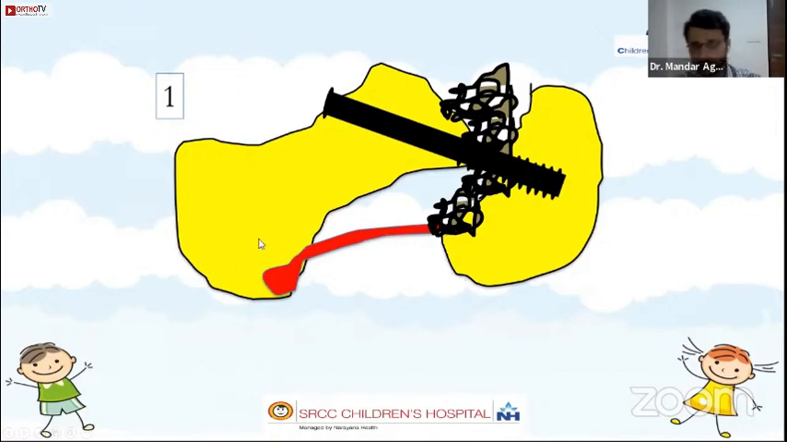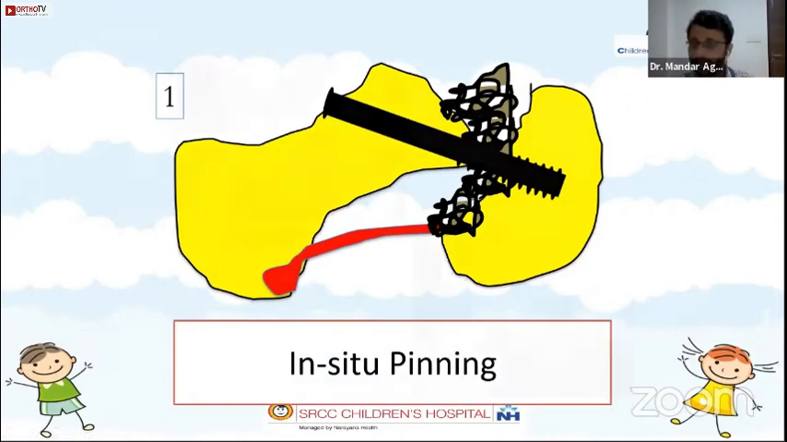There is a different technique where you can put an oblique screw, which was described by Dr. Prasad Gaurineni, where you can enter through the anterolateral cortex. You may not be absolutely central in the femoral neck, and you may not be absolutely perpendicular to the physis. That also can give rise to good results. This is in situ pinning.